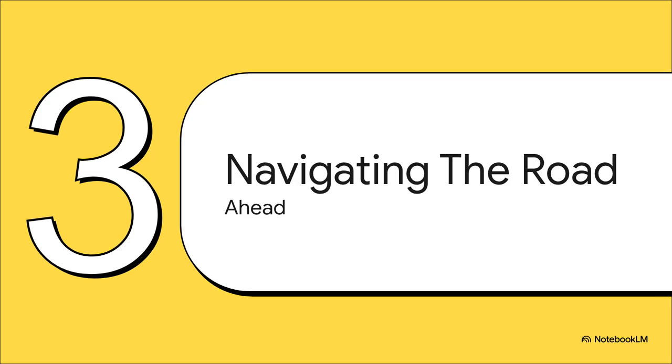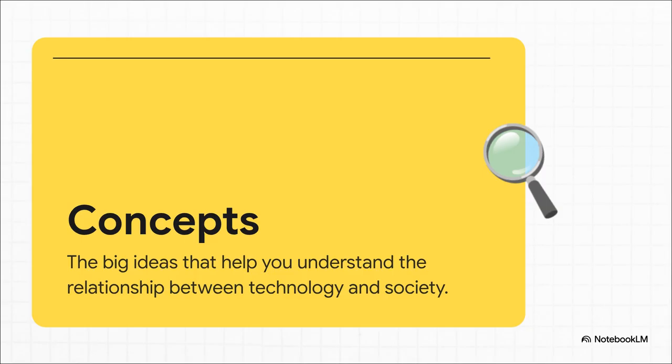All right, so if you're the driver, you need road signs, right? You need a way to navigate. Well, the course gives you 3 really important guides to keep you on track. First up, we've got concepts. Honestly, think of these as your GPS. They're the big bird's-eye view ideas, things like identity, power, ethics. They help you make sense of this huge, sometimes confusing relationship between technology and society.